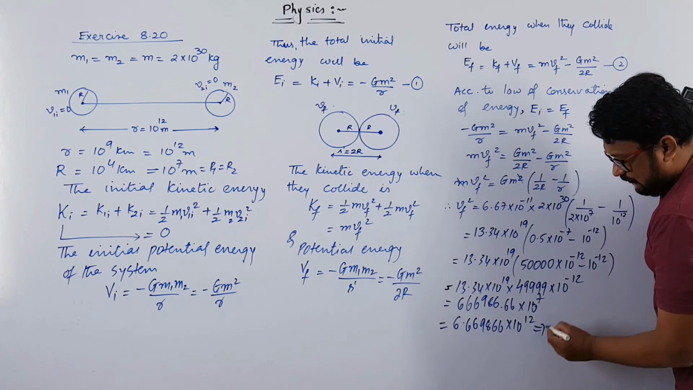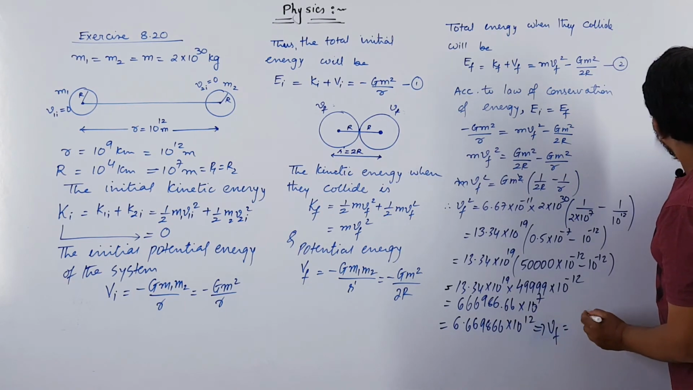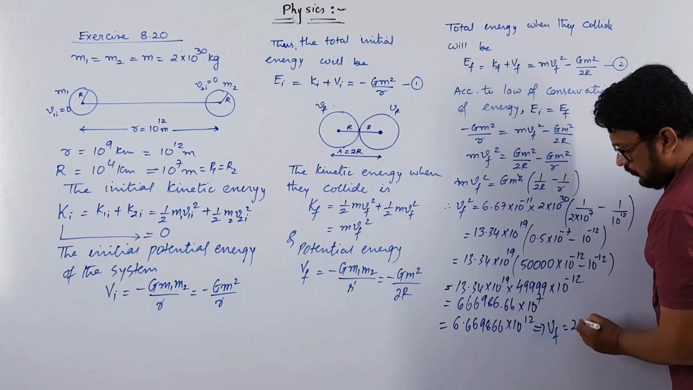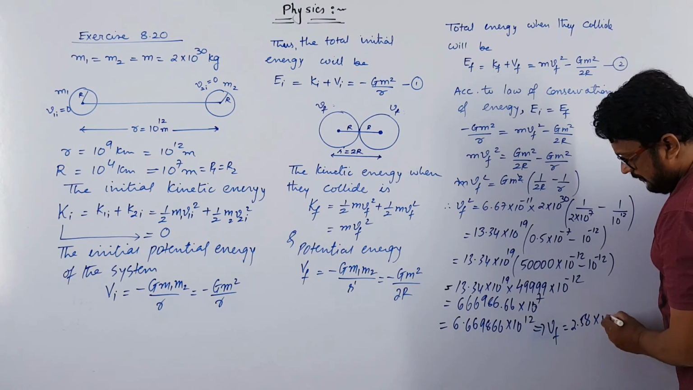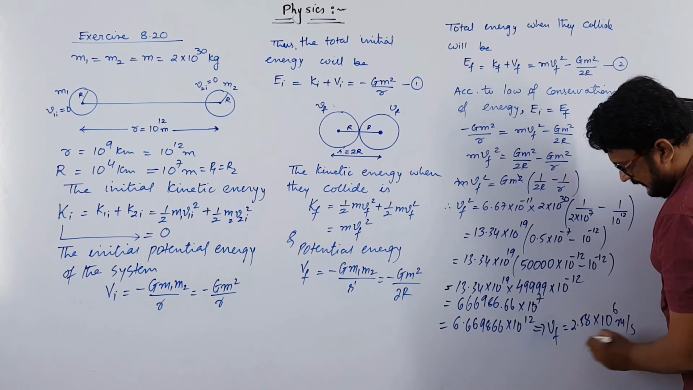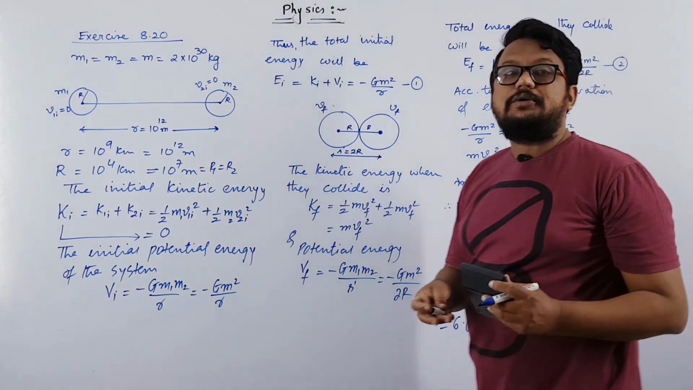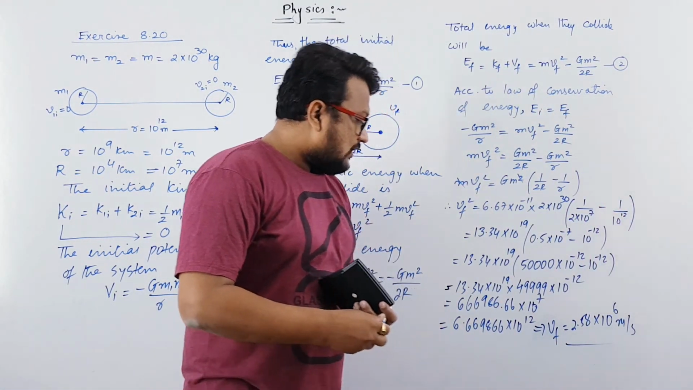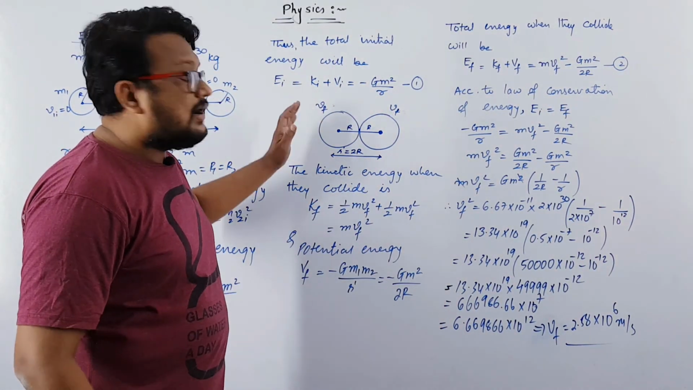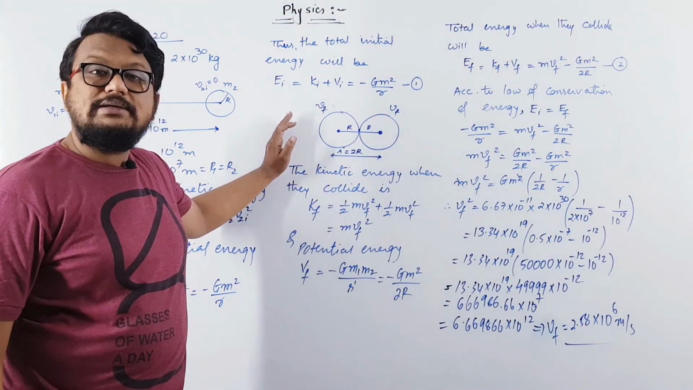This implies that Vf will be equal to 2.58 into 10 to the power 6 meter per second. So this will be the velocity of this star when actually they will collide with each other, right?